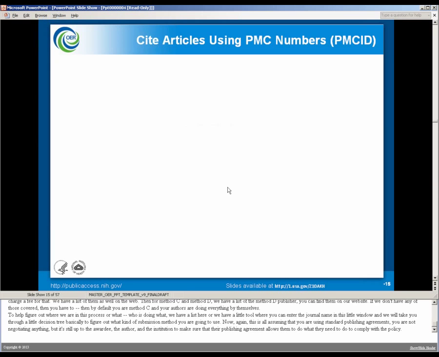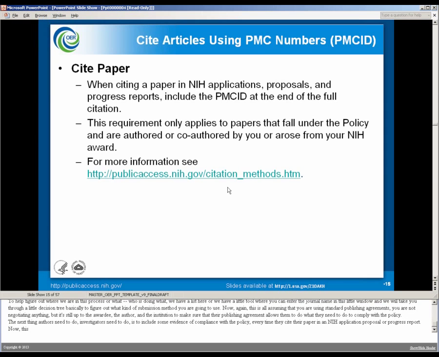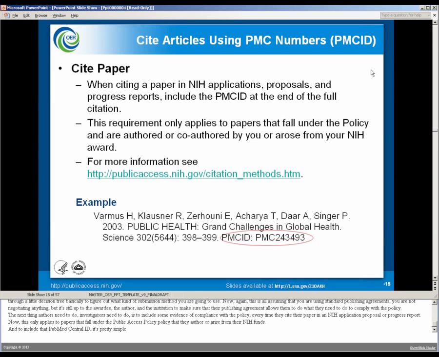The next thing authors need to do, investigators need to do, is to include some evidence of compliance with the policy every time they cite their paper in an NIH application, proposal, or progress report. Now, this only applies to papers that fall under the public access policy, that they author or arise from their NIH funds. And to include that PubMed Central ID, it's pretty simple.